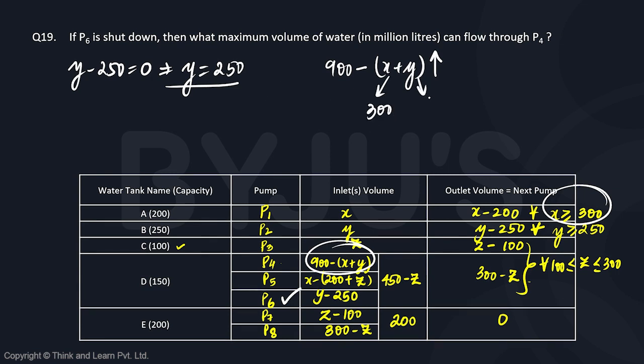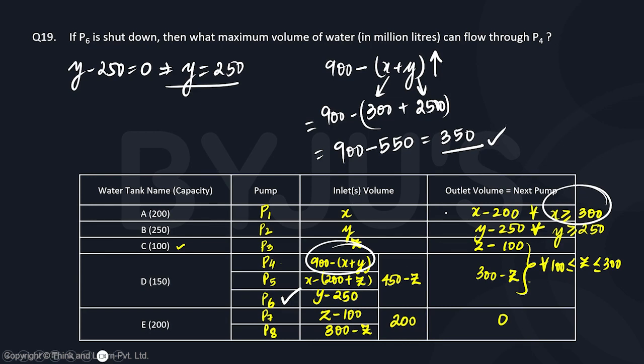And the value of y has turned out to be exactly 250. So 300 plus 250, when we subtract this from 900, this is going to result in 900 minus 550, which is going to result in 350. So 350 million liters is going to flow through P4. And this is the maximum possible. If we increase the value of x to be more than 300, we will have a reduction of more than 550 from 900, and the volume of water will decrease. Since we need to maximize it, we'll keep x as minimum. So the answer is going to be 350. Since it was a TITA question, we had to type in 350.